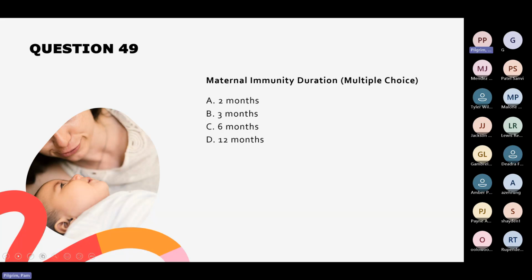Maternal immunity duration. I think this is referring to how long the immunity lasts in the baby from the mom after delivery. The answer is B, 3 months.